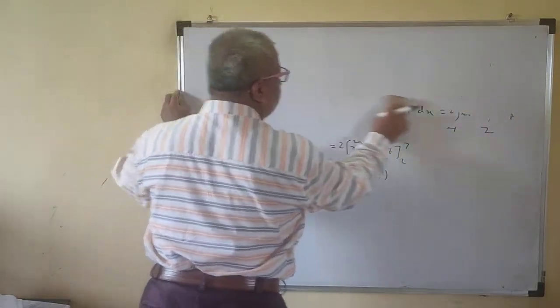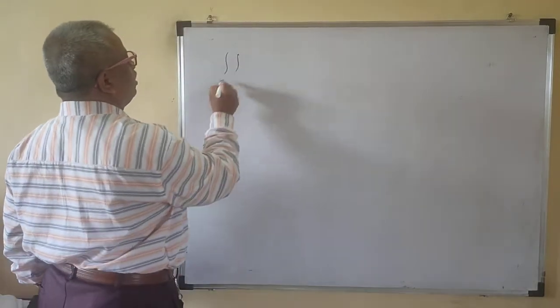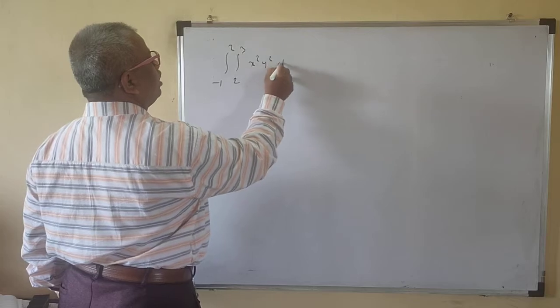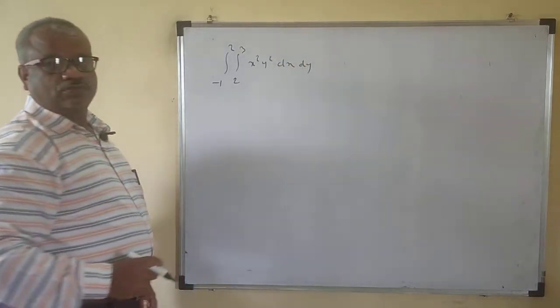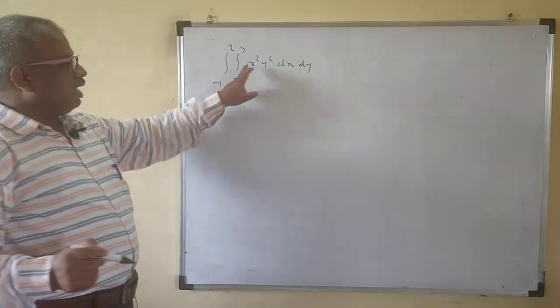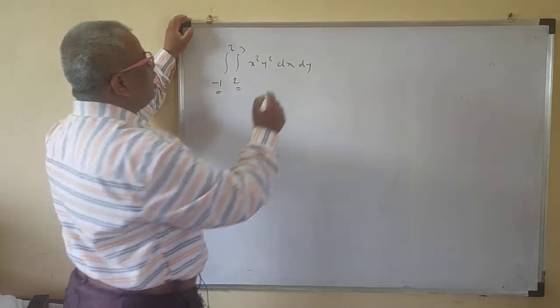So that means what here? Suppose you have the integration like this: minus 1 to 2, 2 to 3, x square y square dx dy. These are the limits of x, these are the limits of y, and this is the product. So you can separate this.